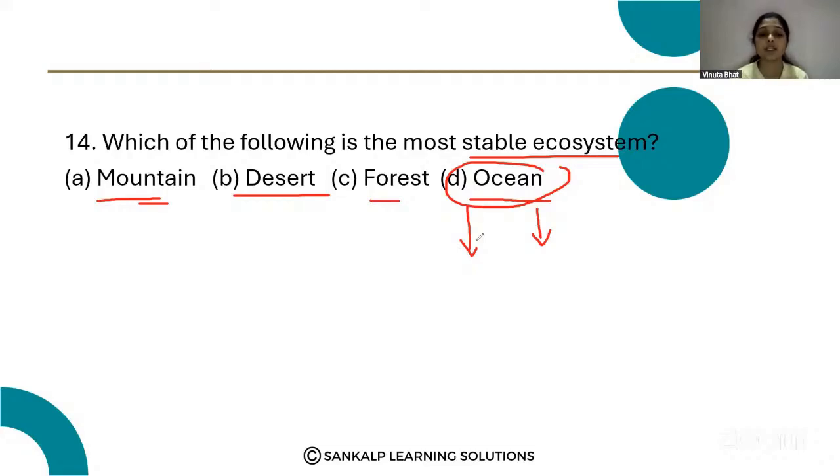But if we consider mountain, desert and forest, a small change may cause changes, and a small scale change also causes a large scale effect on the mountain, desert and the forest. So which of the following is the most stable? Oceans are the most stable ecosystem.